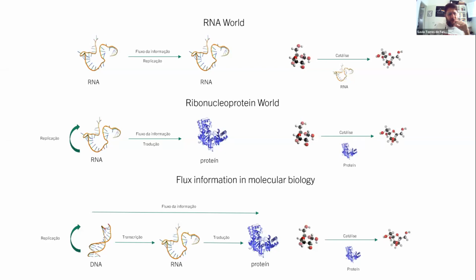Back to this picture, practically all of the scientific community agrees that RNA was the first genetic material. So if you want to understand how DNA emerged, we need to start by understanding how RNA emerged and how this information passed to DNA.